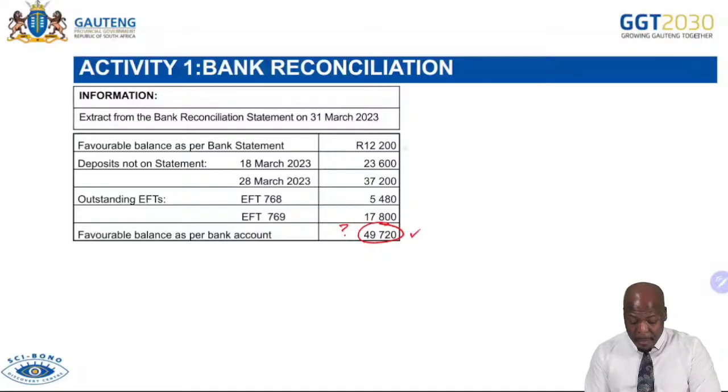How do you get it? Remember, this is a favorable balance. So you take your favorable balance, which is 12.2. Then you add the deposits, that is those two deposits. Then you subtract the EFTs. That is how you come to this 49,720.